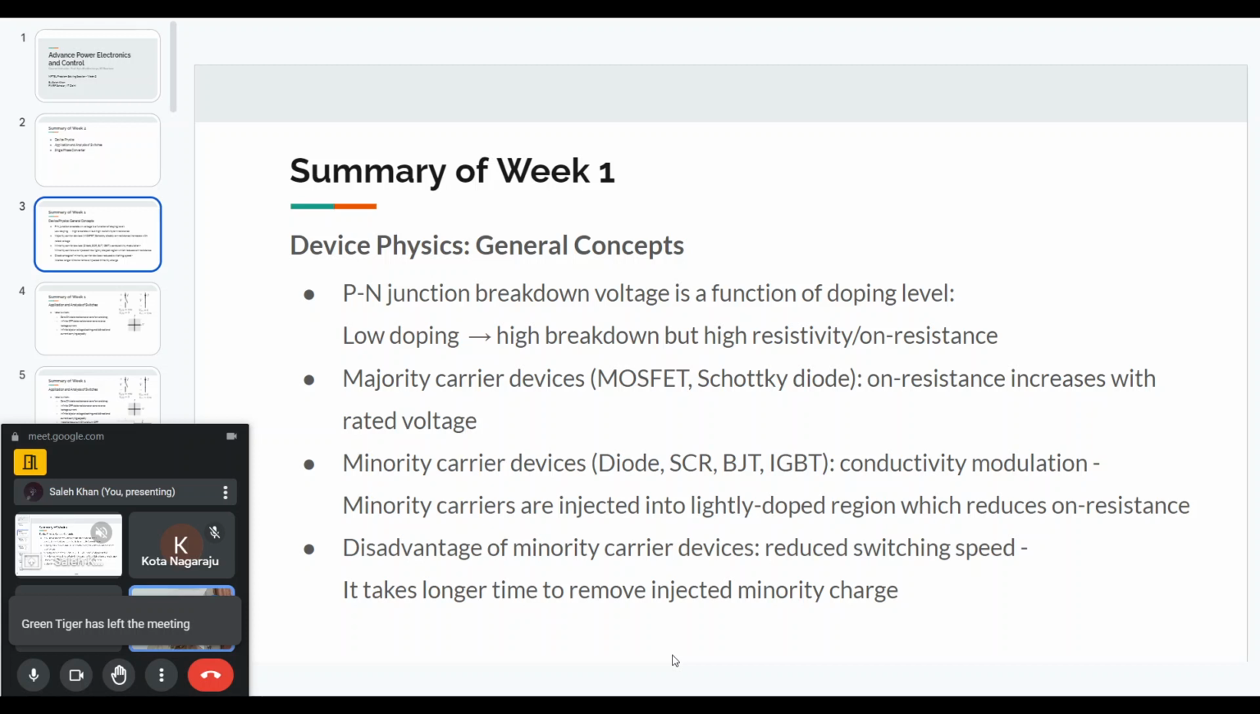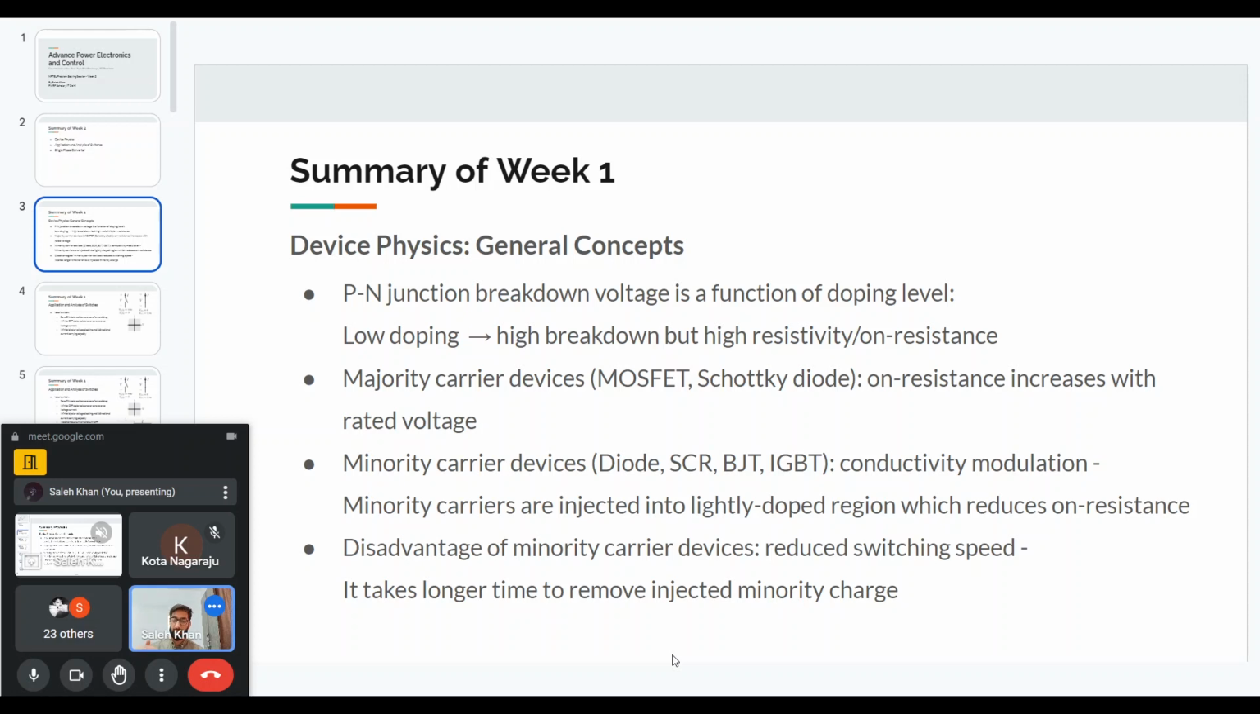But this low resistance again comes at a cost. And this cost is that when we want to turn on or turn off this minority carrier device, we have to inject this minority charge and then remove this minority charge. And this injection and removal, sometimes injection or sometimes removal, takes time. And that time increases the switching time of the device. So it takes more time to turn on or turn off the device, and that means the switching losses in the device are more.